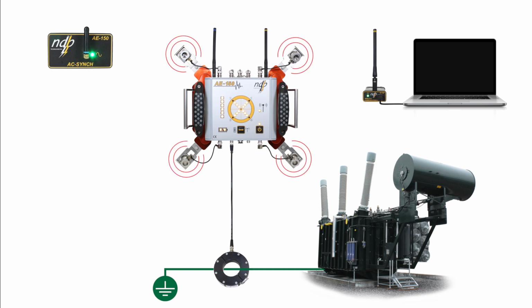Acoustic waves are generated by PD inside the transformer and will be measured by the system's 4 acoustic emission sensors. Electromagnetic PD waves are coupled to the transformer tank and will flow towards ground. These PD signals are measured by the AE-150 through the HFCT type sensor. The measured PD is then correlated to power line frequency through the use of wireless phase synchronization modules. The computer will then retrieve data and generate a detailed report.